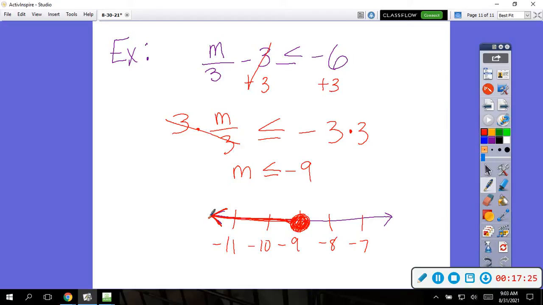Okay? So do y'all see that the math that we're doing is exactly what we've been doing? The only difference is that you don't have an equal sign, so you have your shading. And then also you have to remember that if you multiply or divide by a negative ever, at any step in the problem, then you flip your inequality. Okay? That's the process.